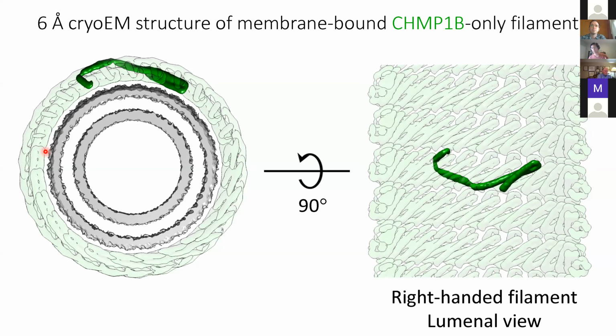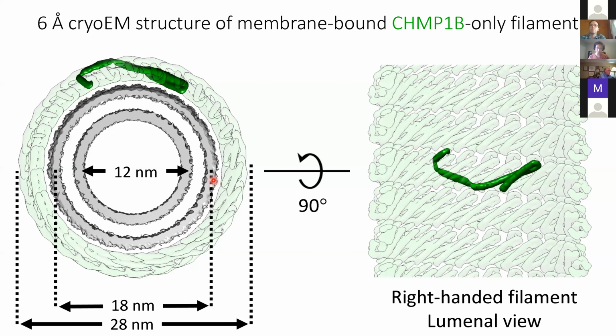If you rotate 90 degrees and take a view from inside the tubule out, you can see GIMP1B is in this nice open conformation. So this filament is about 28 nanometers from outer edge to outer edge, but if you're just looking at the distance between the outer leaflet head groups, that's 18 nanometers. Now remember, we're starting with liposomes that are 50 plus nanometers in diameter, and we've already shrunk it about twofold and greater. And then the distance between inner leaflet head groups is 12 nanometers.